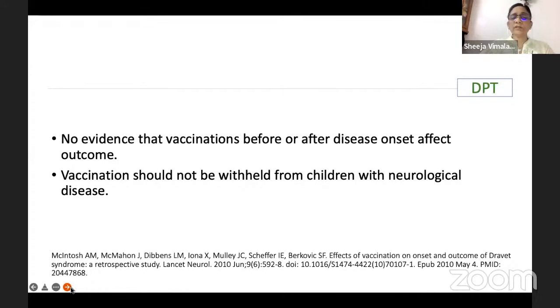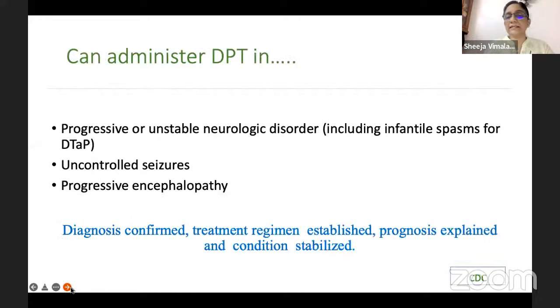But vaccination should not be withheld from children with neurological disease. But if it is a child with a progressive neurological disease, including infantile spasm, you can continue with vaccination after you have identified the disease, confirmed the disease, the treatment regimen has been established, prognosis explained, and the condition stabilized. Then you would continue with DPT. I hope that is clear.